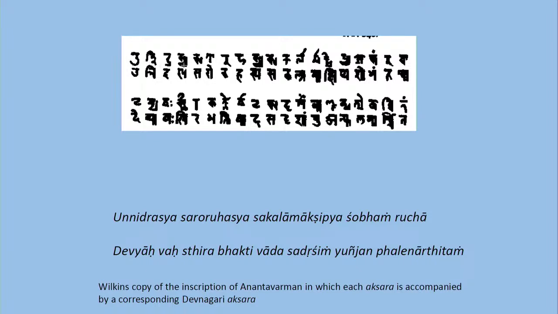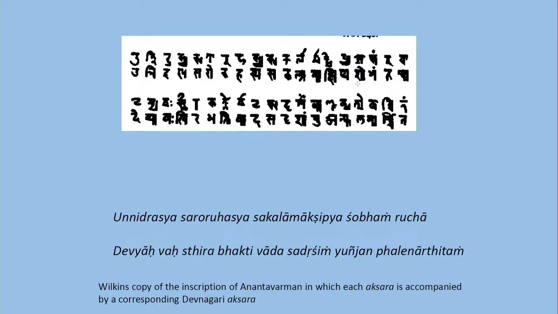Unnidrasya, this is written in 6th century character, late Brahmi, immediately before the beginning of the Siddha Matrika. Unnidrasya sa ro ru hasya, sa ka la ma, kshipya, sho vang ru cha. And this is also accompanied by the corresponding script in Devanagari.